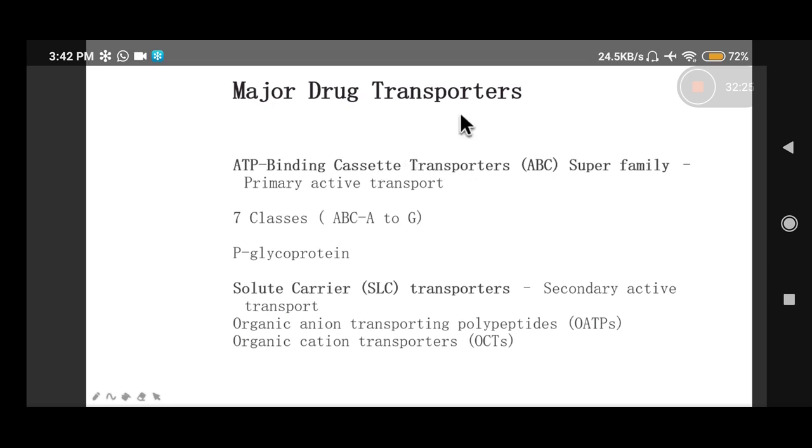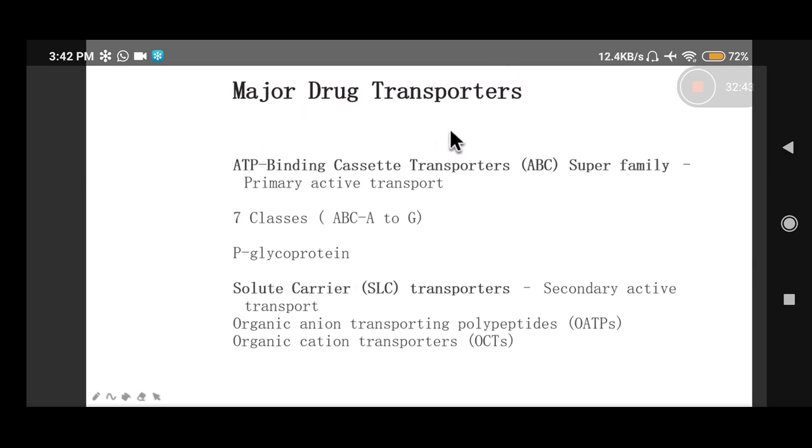So some examples of major drug transporters: ATP binding cassette transporters. It's a superfamily involved in primary active transport. There are 7 classes, ABC A to G, and one example is the P-glycoprotein.